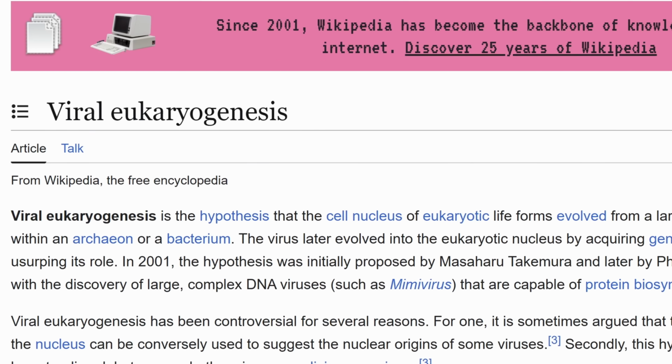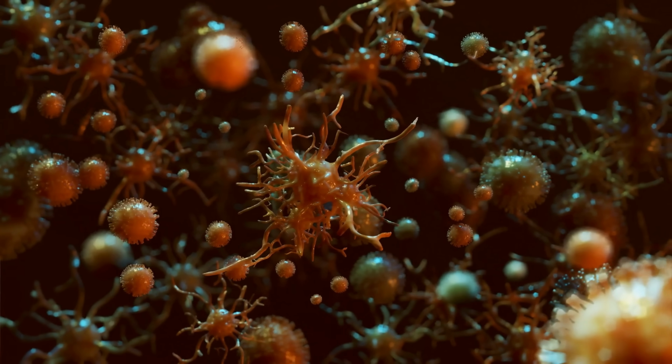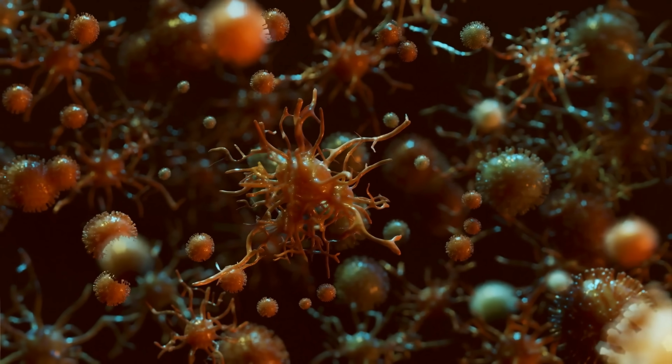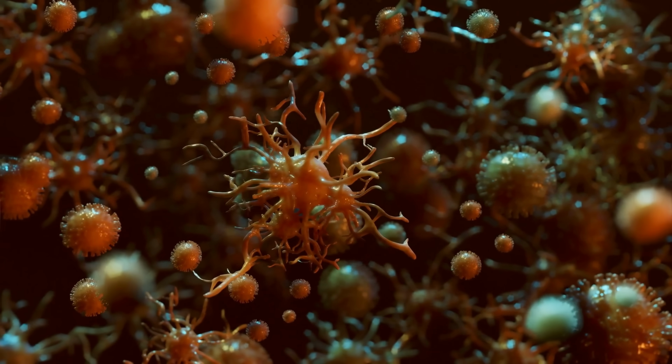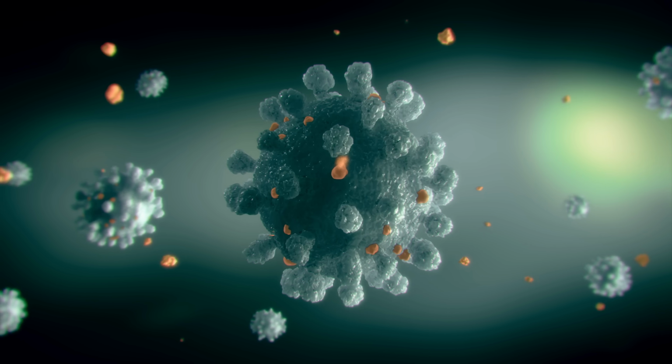But to understand why this is important and what this idea is all about, we basically have to go back to 2001. Here Professor Masaharu Takemura and Dr. Philip Bell independently proposed this idea that the eukaryotic nucleus potentially began as a massive virus, and specifically a large DNA virus similar to pox virus that somehow infected an ancient archaea and then somehow decided to stay.